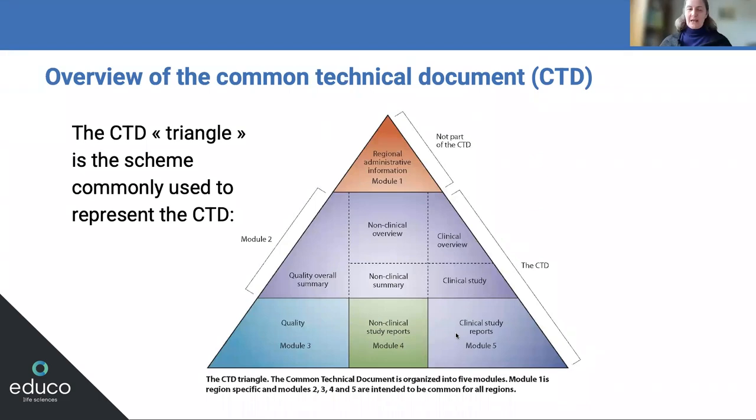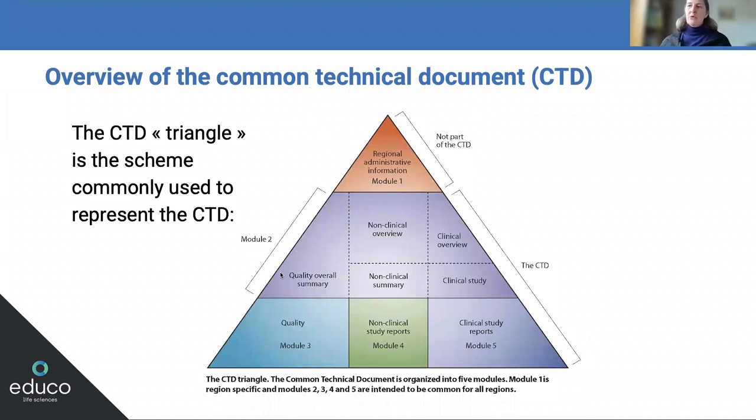So this is why in the CTD, you have a second story here, which is called the module 2, which is about summarizing the modules 4, 3, and 5. And for the module 3, it's just a summary. It's what we call the quality overall summary, QOS. So it's just really a basic summary.